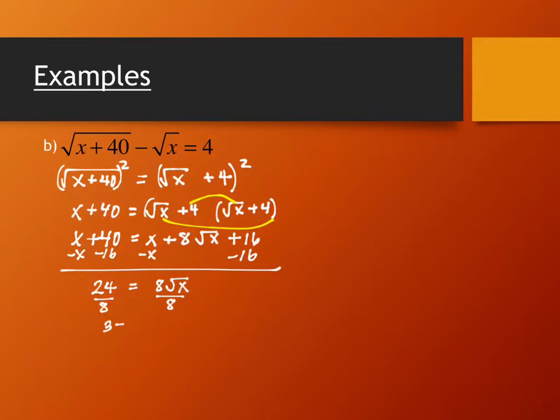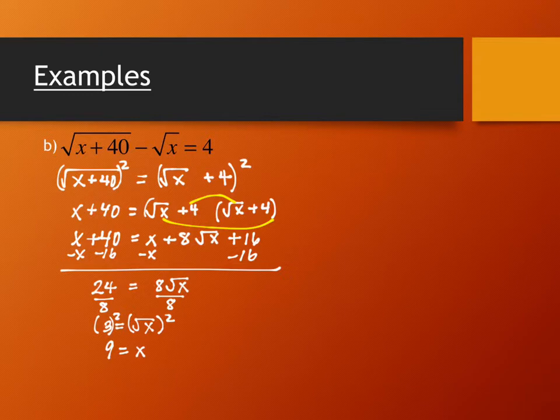So I have a 3 on the left, and I have a square root of x on the right. So what am I going to do now? Square. Yeah, now I can square both sides, and it will eliminate that radical that's still hanging around. So the only possible solution now is x equals 9. That doesn't mean that it's really a solution. We do have to check.